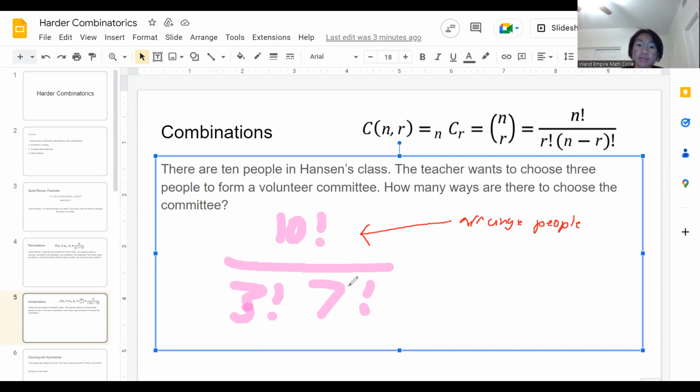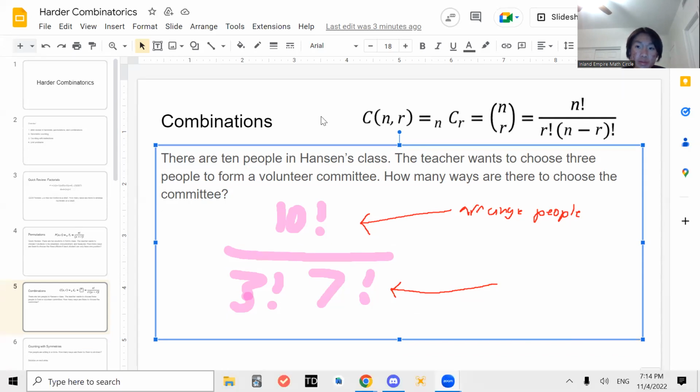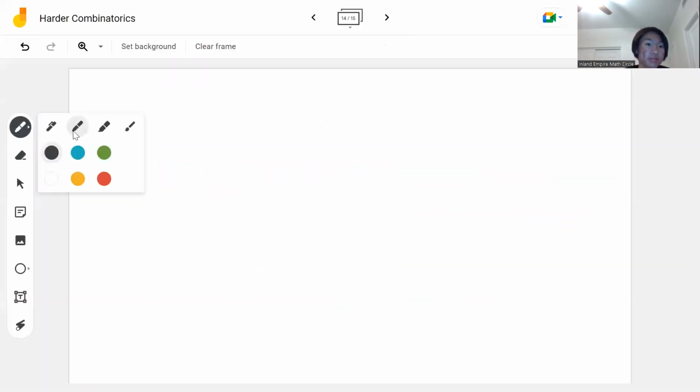So now why do we have these two numbers down here? So the 7 factorial here, this is actually because we're only choosing 3 people out of the 10. So the additional people don't matter. So to better help you guys understand this here, I'm gonna draw out the math for this.